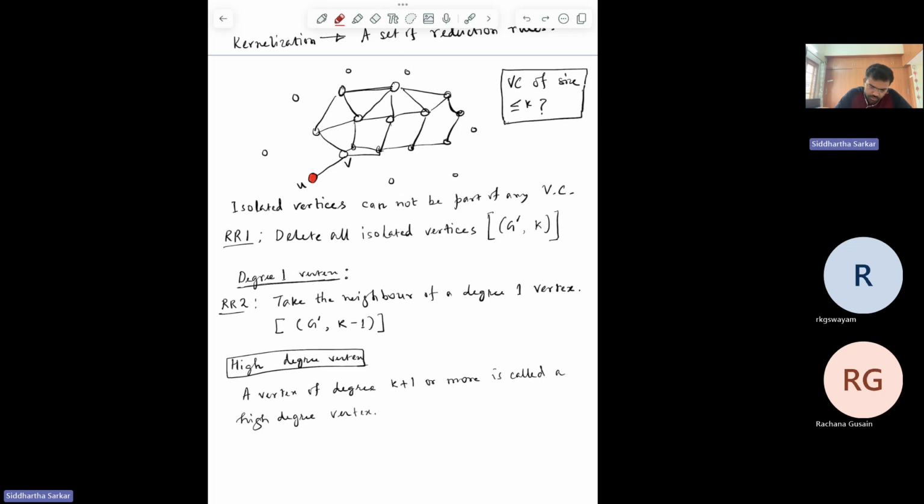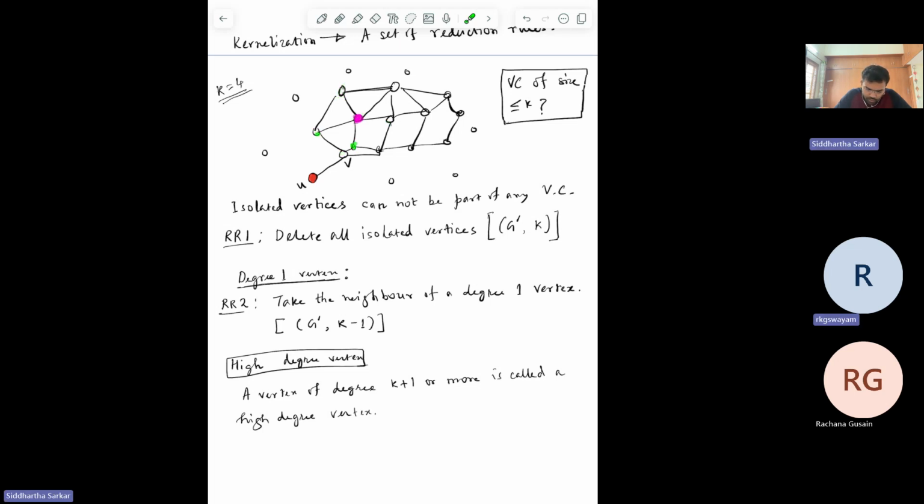Red is already used now, let's take another color. Looking at this pink vertex, what is the degree of this pink vertex? Five. One, two, three, five. Let us say k is equal to 4, and this is a vertex whose degree is more than 4. Now, if you do not take this vertex in your vertex cover, how will you ensure that these 5 edges are covered? These 5 edges have to be covered, so you have to take the other endpoints. If you don't take this degree 5 vertex, then you have to take all of them.